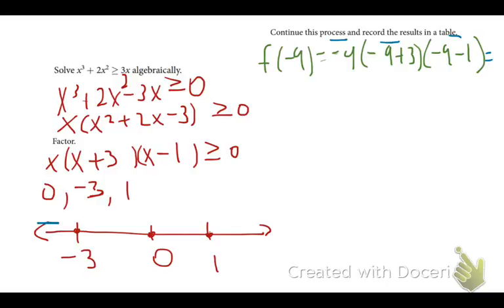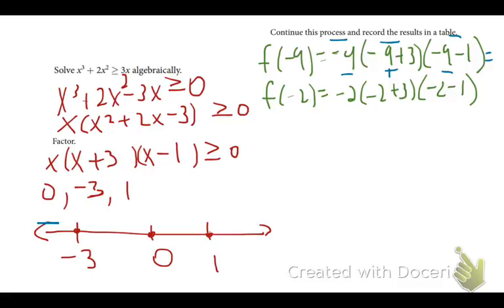Now let's test a value between -3 and 0. What do you want to do? -2? So we'd have -2, -2 plus 3, -2 minus 1. So -2 again would be negative. What about -2 plus 3? Positive or negative? Positive. It'd be a positive 1, wouldn't it? Yeah. Okay. And then -2 minus 1? Negative. All right. What's a negative times a positive times a negative? Positive. That's positive. So put a plus there.